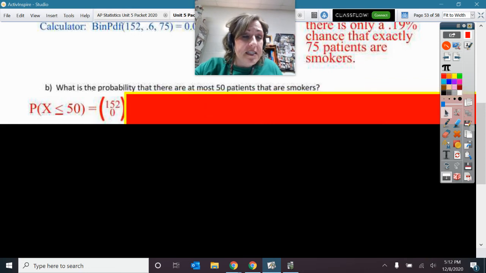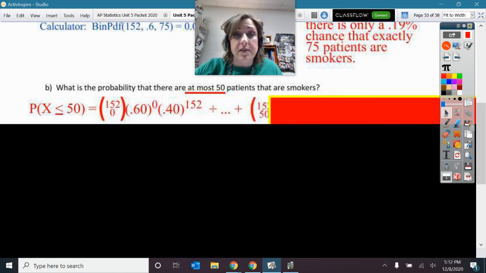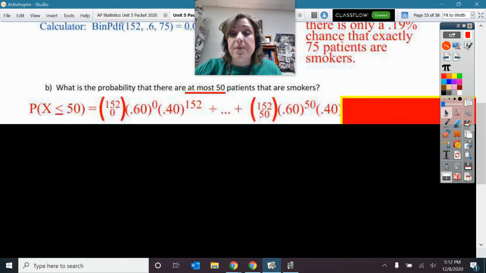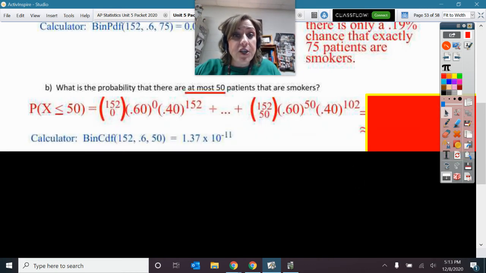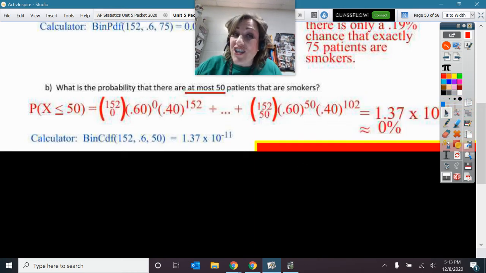So 0 successes: 0.60 to the 0, 0.40 to the 152, plus dot, dot, dot, plus 50 successes: 0.60 to the 50, 0.40 to the 102 is the rest of them. So remember, our calculator can accumulate from the bottom. So that's binomial CDF of 152, 0.6, and 50. So there it is. So basically a 0% chance that 50 or less patients would have been smokers.